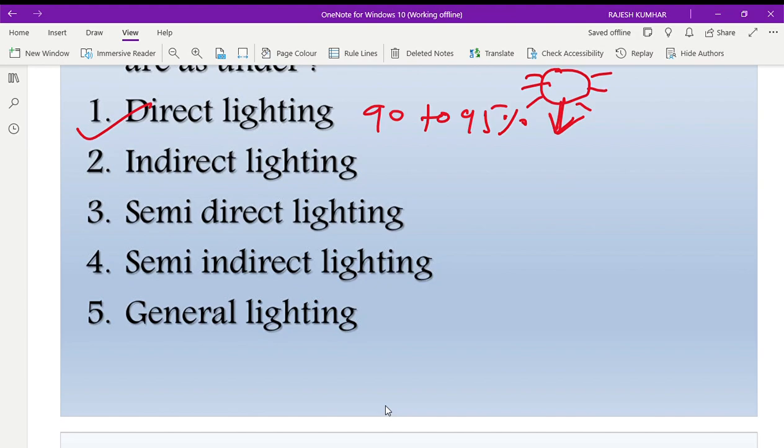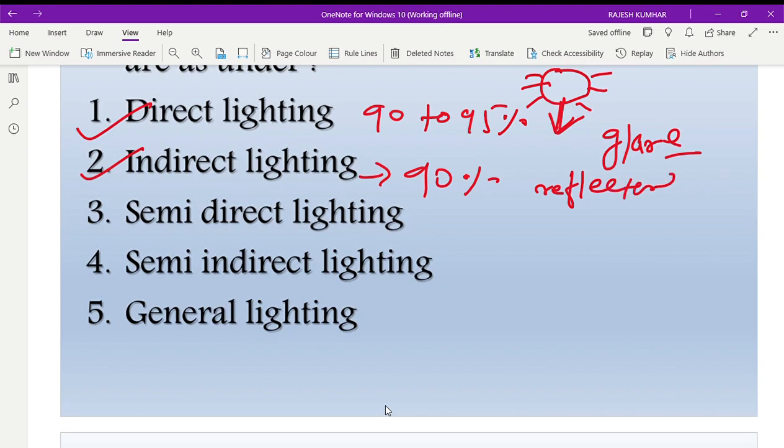Two major problems come out when we are using direct lighting: too much glare, and shadows also. Second is the indirect lighting scheme. In this type of lighting, 90% of light is directed upward by using diffusing reflectors. Diffusing reflectors minimize the glare as well as shadows.